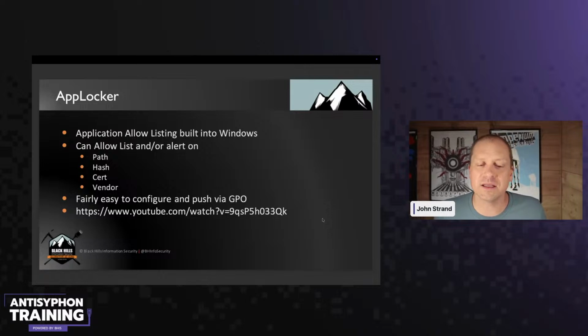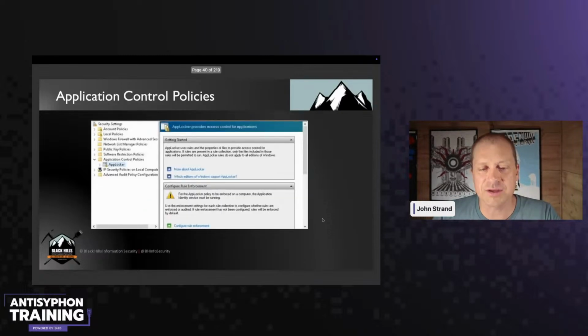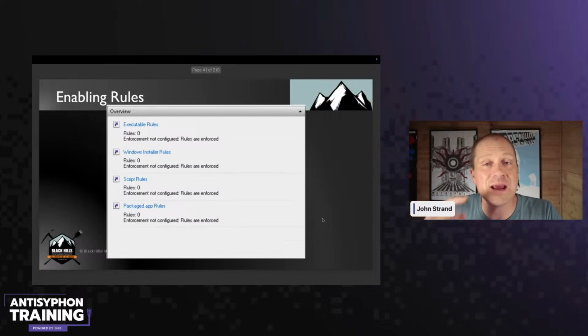AppLocker can create allow listing based on the path, the hash, the cert, and the vendor. It's also fairly easy to configure and push out via group policy. And I have a wonderful little link that I've provided here for you. You go into your security policy and you say, we're going to do the local security policy. We're going to set application control policies. Then we're going to enable the rules.